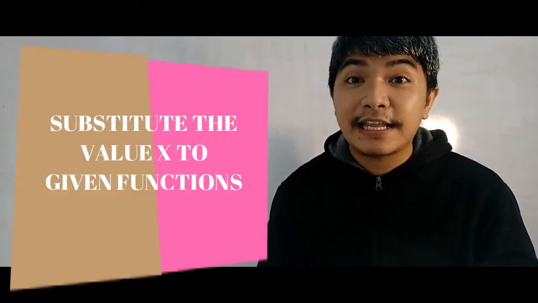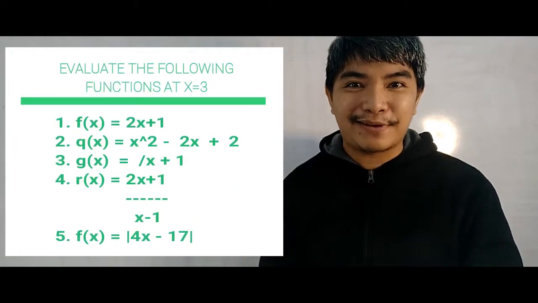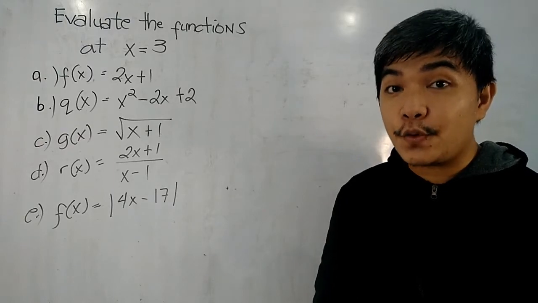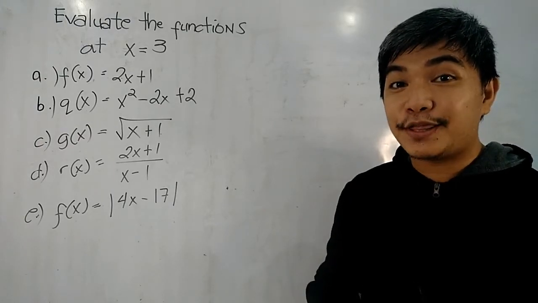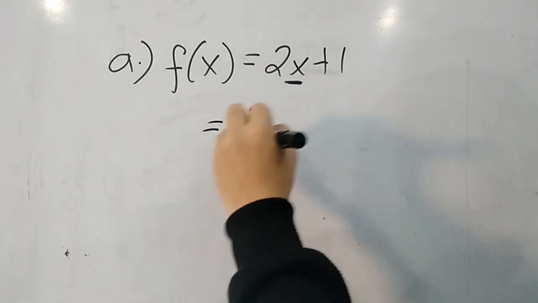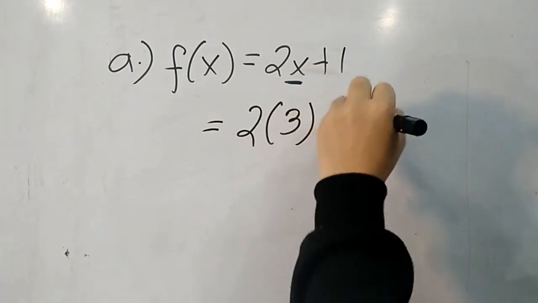When we evaluate functions, we just substitute the value of x to the given functions. So, let us evaluate these functions at x is equal to 3. Now, let us evaluate the first function f of x is equal to 2x plus 1 at x is equal to 3. Ang gagawin po natin, palitan po yung x ng 3. And that gives us 2 times 3 plus 1.